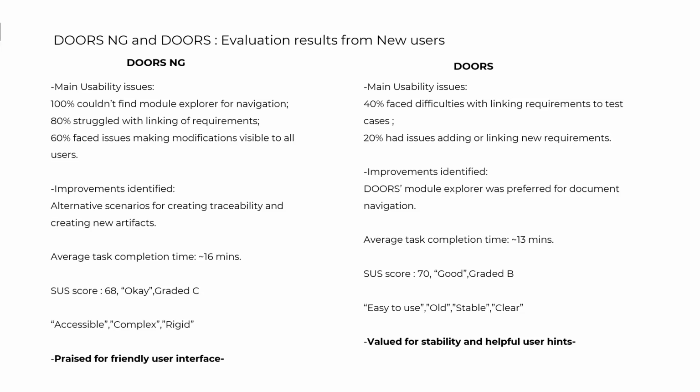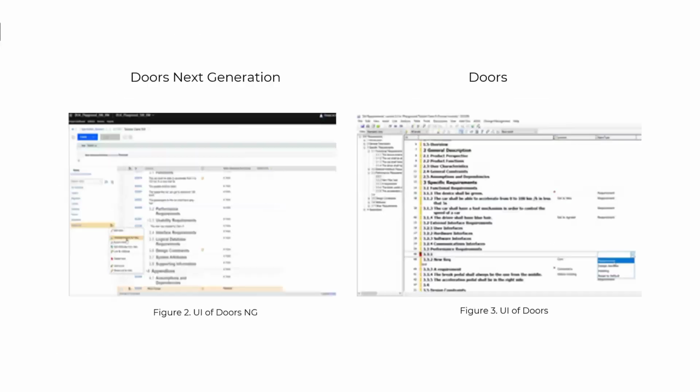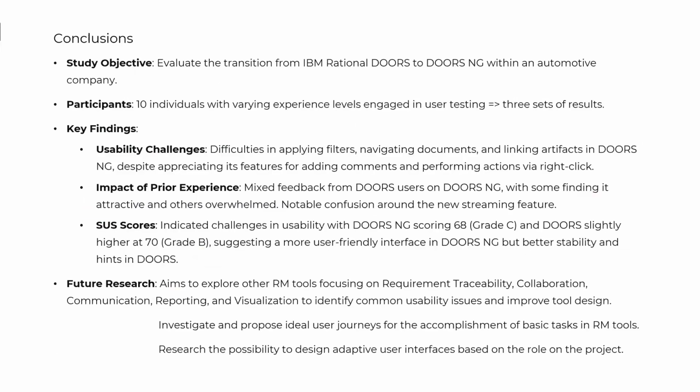In conclusion, DNG was more valued for the friendly user interface, and DOORS was more appreciated for the stability and helpful user hints. On the left side, you can see the main view of the user testing session participants in DOORS Next, and on the right side, you can see the corresponding view, but in DOORS.